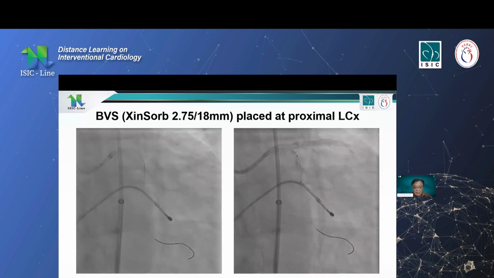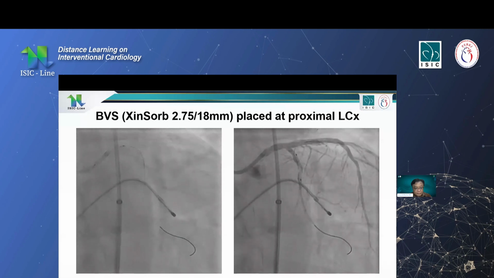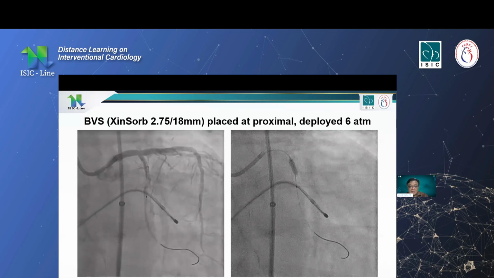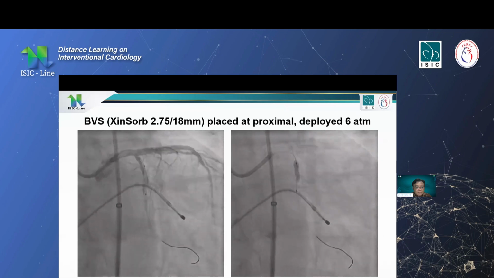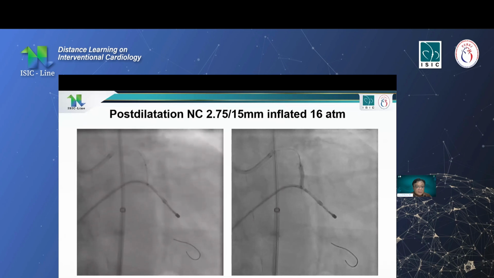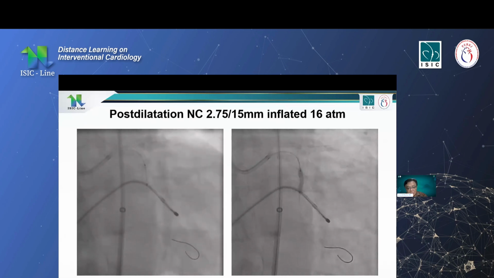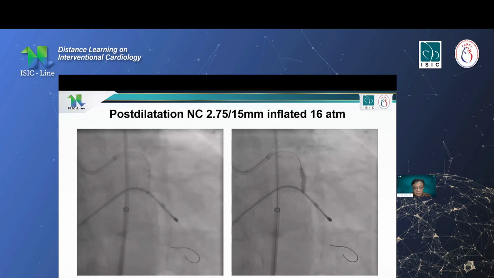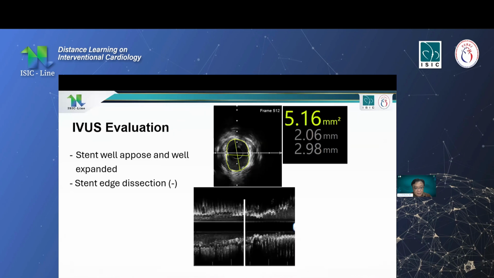And we placed the Synsorb and deployed at 6 atmospheres. After this, we post-dilated with the same non-compliant balloon, 2.75 by 15 millimeter at 16 atmospheres. Even though there is quite a dent there, we will look at the IVUS to see if we need further post-dilation or not. The IVUS shows that the stent is well apposed and well expanded, and there is no stent edge dissection, with MLA 5.16. So we are satisfied with the result.